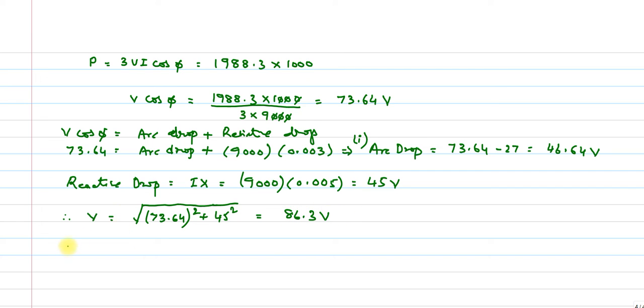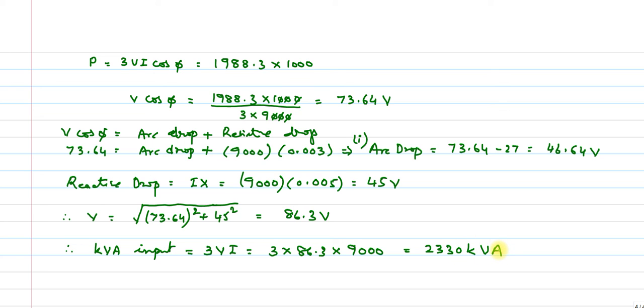So this is the voltage. Now how to find input kVA? Let me write kVA input. No need to worry about anything, just multiply voltage and current. It should be 3 VI because it is three phase. So it is 3 into 86.3 into the current, 9000 ampere. This will come around 2330 kVA. Okay, so this is the very simple explanation of this problem.